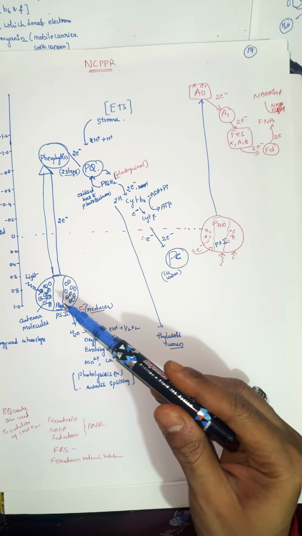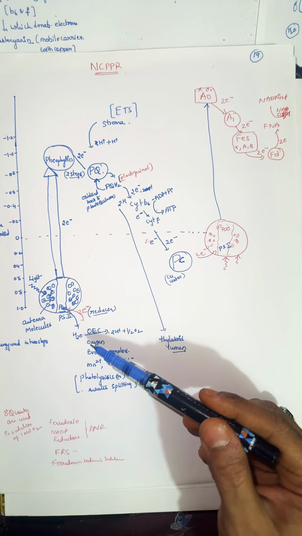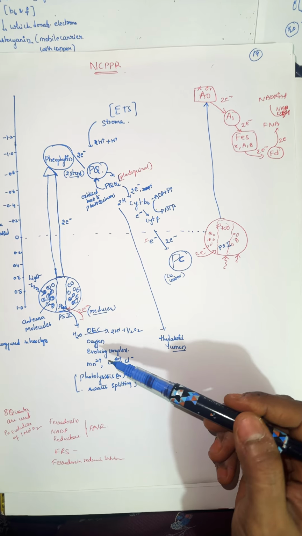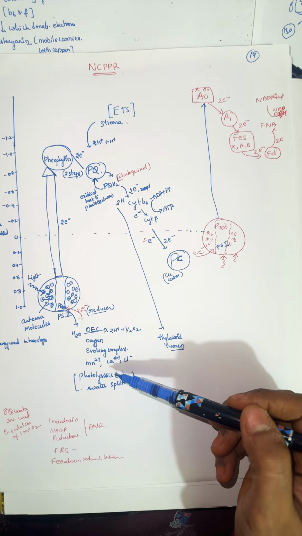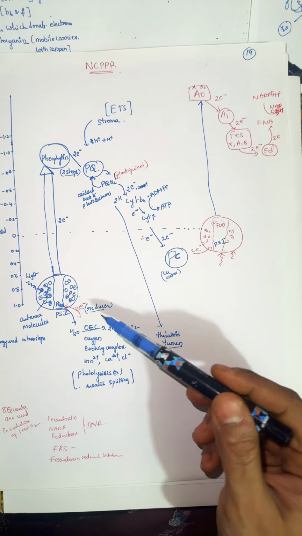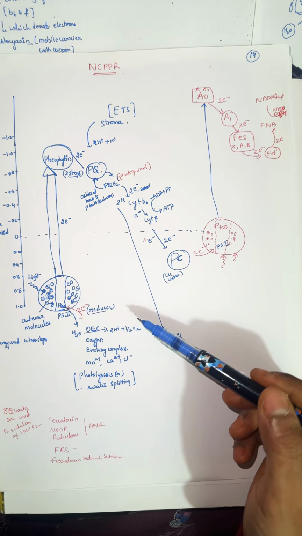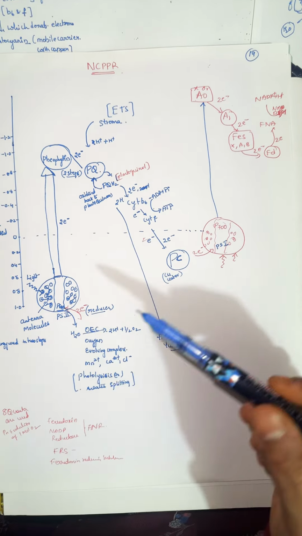But here, who will give those electrons is the splitting of water, where we see the oxygen evolving complex, with magnesium, manganese, calcium, chlorine, and photolysis, splitting of water also happens. Two electrons will be entered, and oxygen will be evolved into the atmosphere.